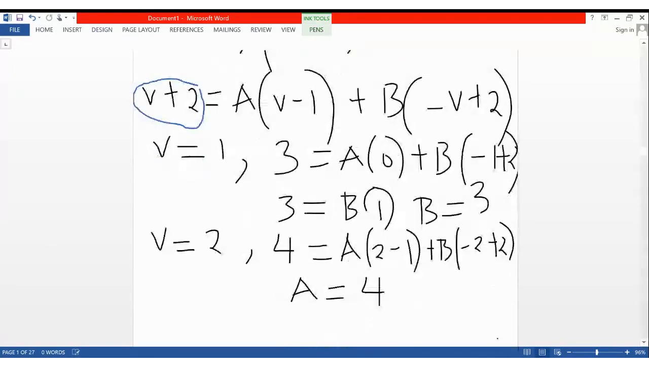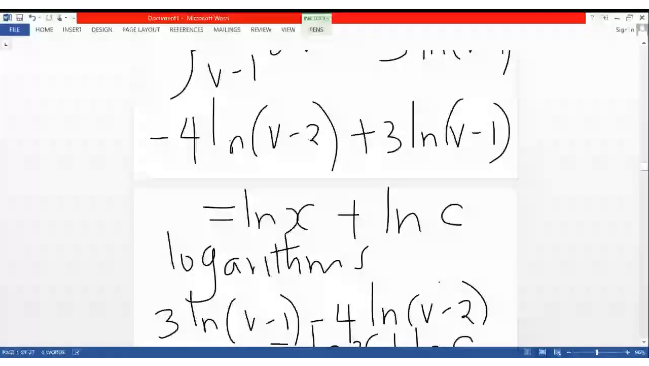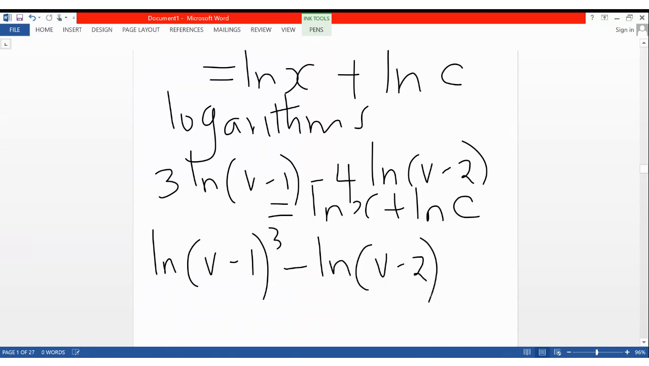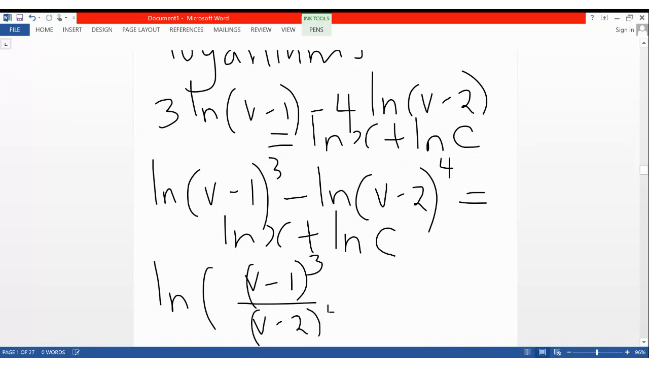So I want to give you a better answer because we have ln. Last week we dealt with such an equation when you have ln elsewhere. So this one is the same as ln (v minus 1) raised to power 3, using the laws of logarithms, minus ln (v minus 2) raised to power 4, is equal to ln x plus ln c. Now I can combine. When you have a minus on the logarithms, you divide; when you have addition, you multiply.